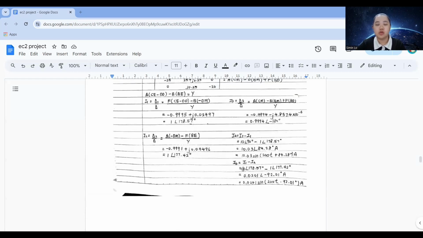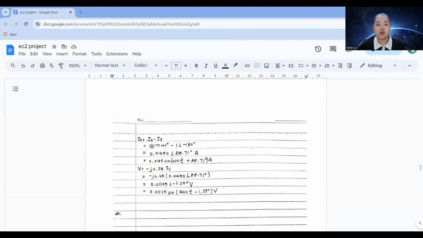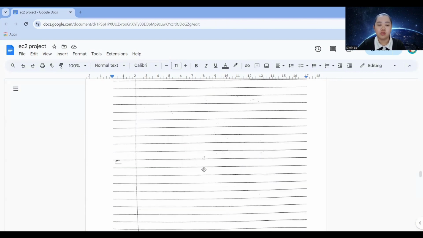IB is equal to I1 minus I2, and the answer is 0.0201 sine 200t minus 92.01 degree ampere. IC is equal to I2 minus I3, which is equal to 0.045 sine 200t plus 88.71 degree ampere. V is equal to negative j0.25 IC, and when we substitute the IC value, we find that V is equal to 0.01125 sine 200t minus 1.29 degree volt.